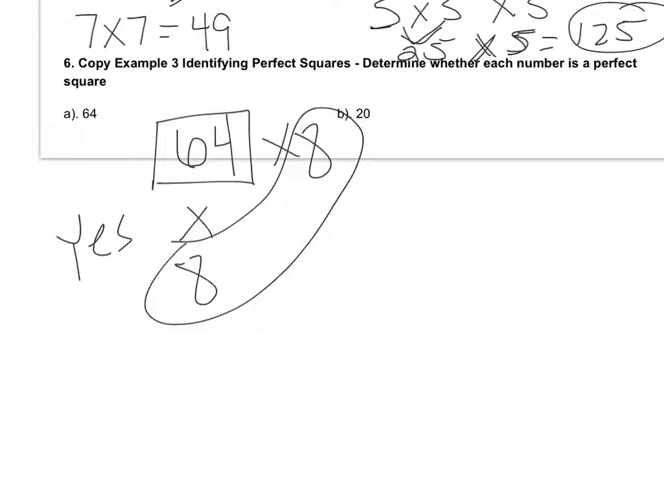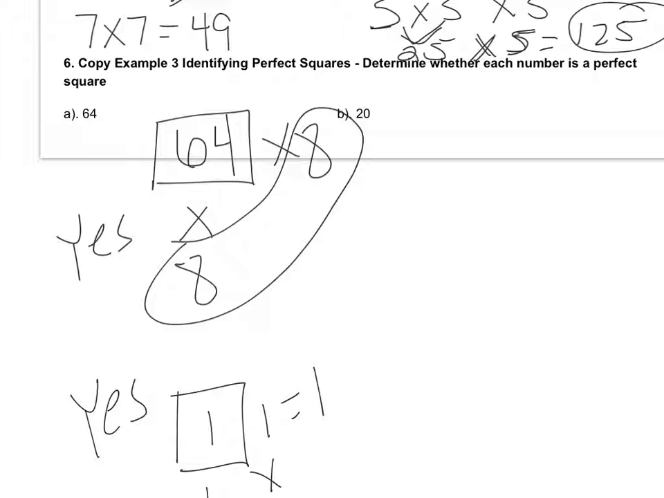Another example of a perfect square: if we were to take 1 and try to figure out, is 1 a perfect square? Well, 1 times 1 equals 1. So, yes, 1 is also a perfect square.